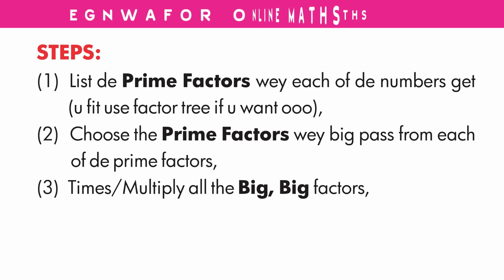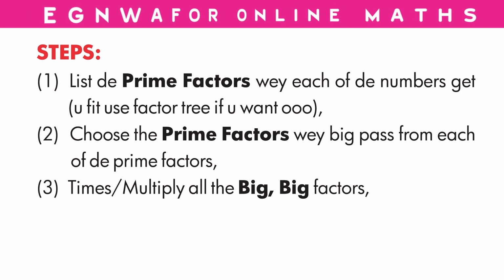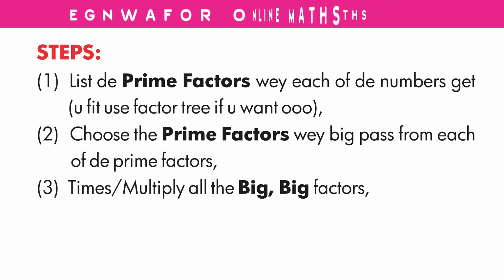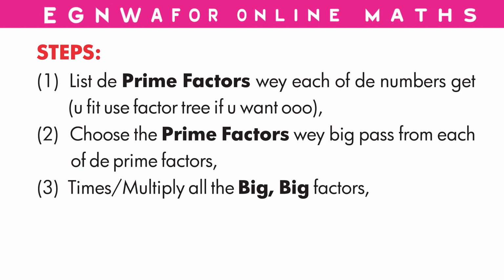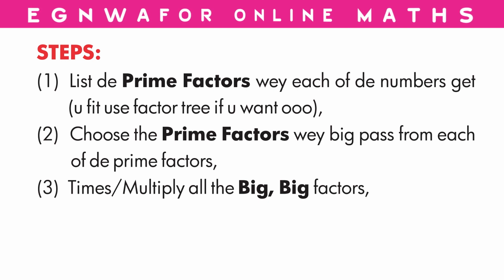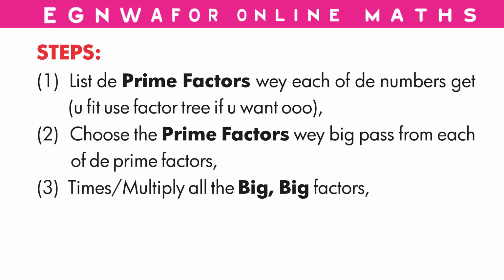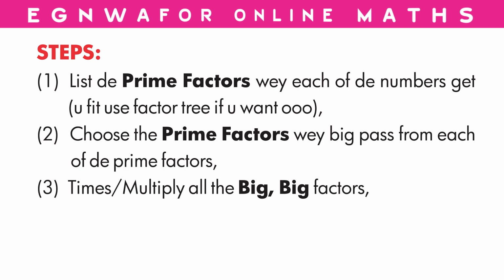Follow these steps if you wan solve for LCM using Prime Factorization Method. Number 1. List the prime factors wey each of the numbers get. You fit use factor tree if you want to. Number 2. Choose the prime factors wey big pass from each of the prime numbers wey you don list. Then number 3. Make you times or multiply all the big factors wey you get for each of the numbers. After you don do am like so, na be say your LCM don ready be that.